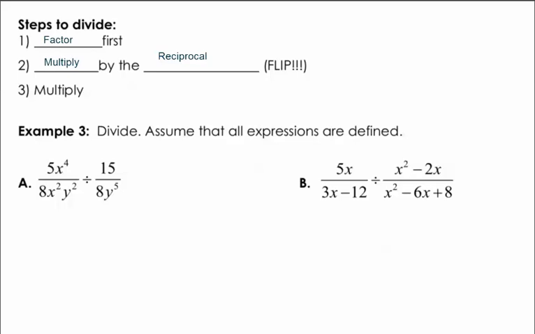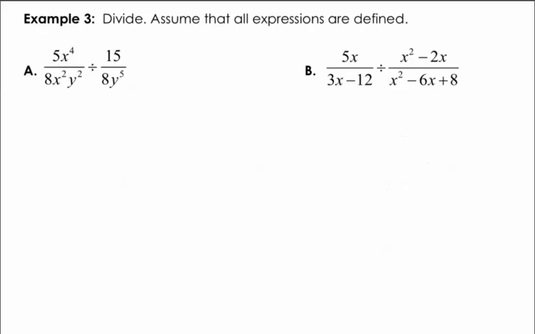So the first thing you're going to do is factor, just like we did before. Then you're going to multiply by the reciprocal. When you multiply by the reciprocal, you pick up with the multiplication steps of squishing them all together and then canceling anything out that is in common. So we're going to go ahead and do these first two examples.